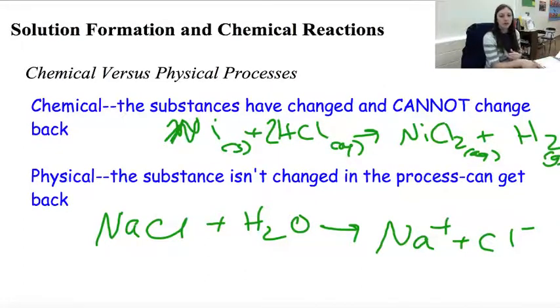But it's not actually a physical process. You're not just making a solution that is the same thing as what you had to begin with, which would be a physical one down here at the bottom. Your substance isn't changed in the process and can get changed back. So I have salt and water, and I make a salt water solution, but if I just take the water out, evaporate the water out, I still have salt. So you can have solutions that are both a chemical process and a physical process.